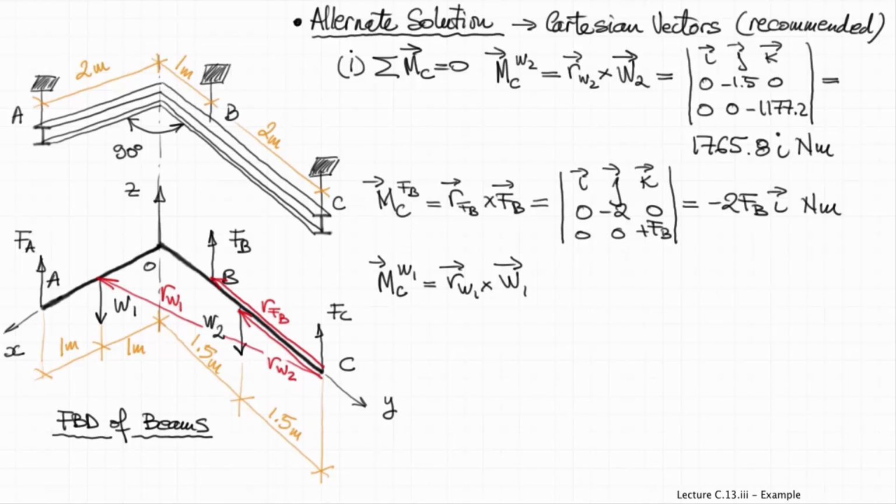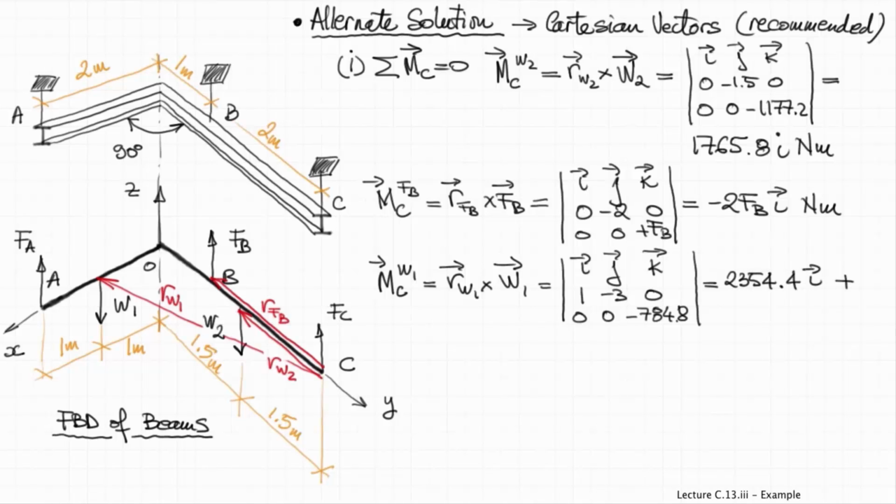Now we go to the next force, which is the weight W1. So the moment produced by W1 around C equals the position vector for W1 cross the force W1. And we populate the determinant and calculate this determinant, and we obtain 2354.4 i plus 784.8 j Newton meters. Don't forget about the units. Always remember the units.